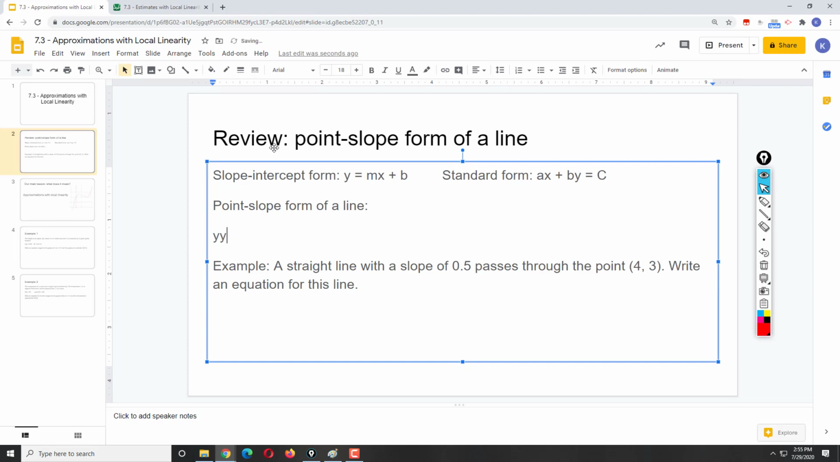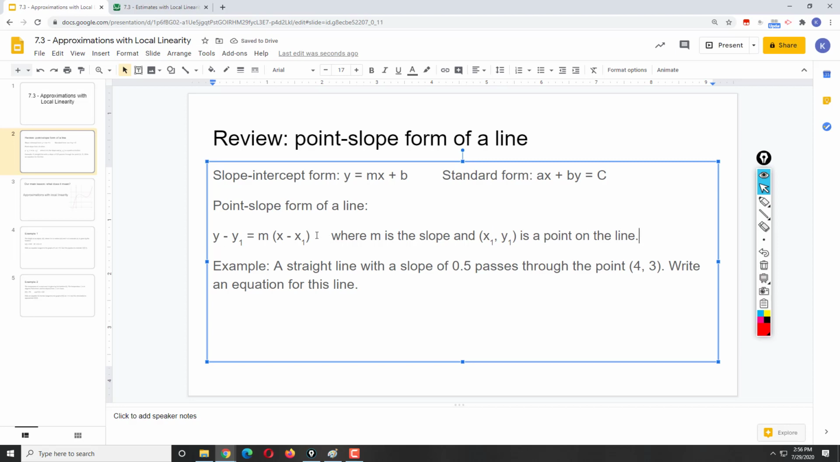y minus y1 equals m times x minus x1, where m is the slope and (x1, y1) is a point on the line.